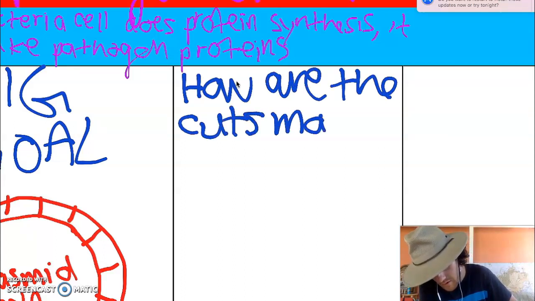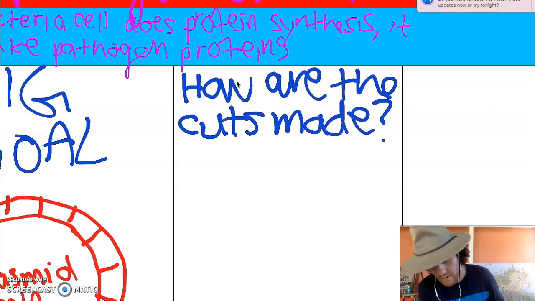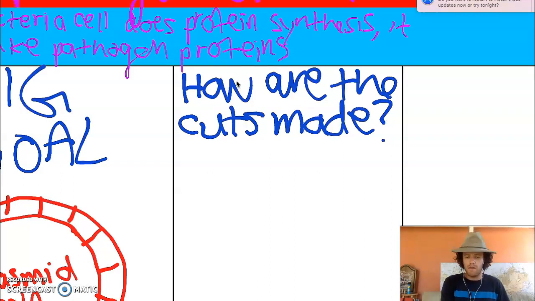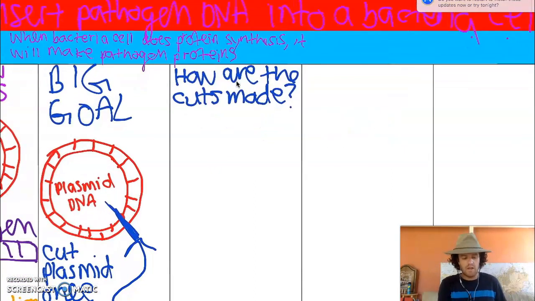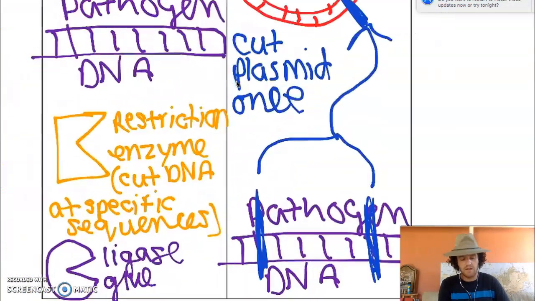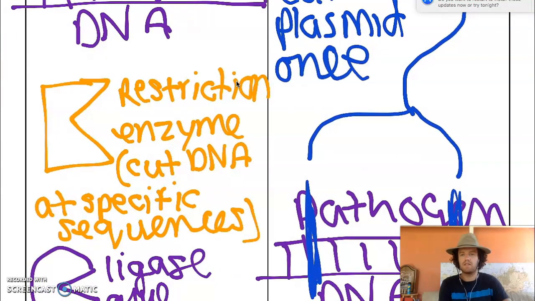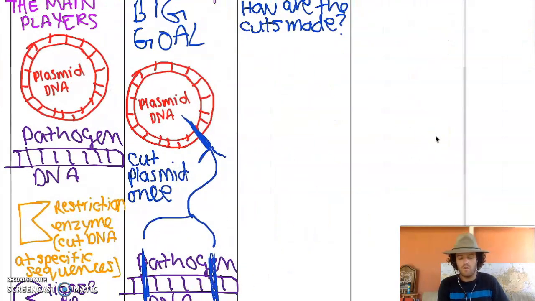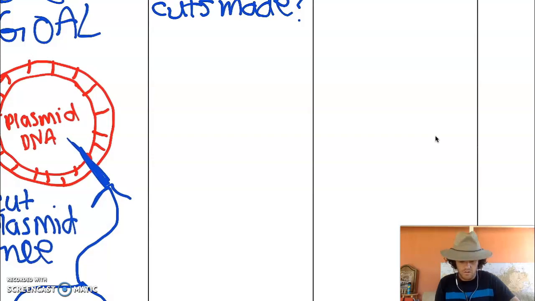Now that brings us to our next question, which is, how are the cuts made? Okay. Remember, the cuts are going to be made by a restriction enzyme, and we know that what a restriction enzyme does is it cuts DNA at specific sequences. So we are going to choose a restriction enzyme that we know will only cut the plasmid DNA once and the pathogen DNA twice.